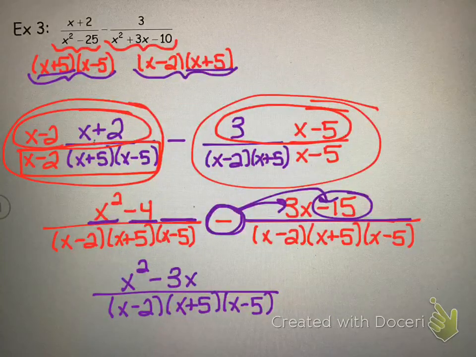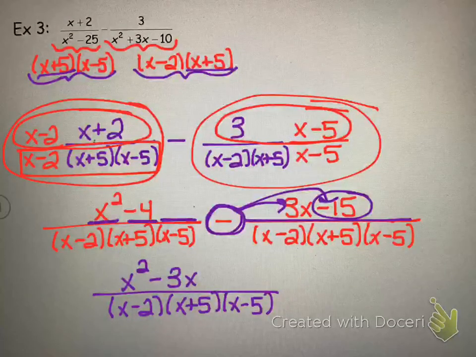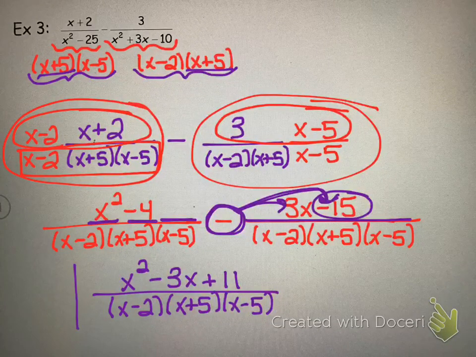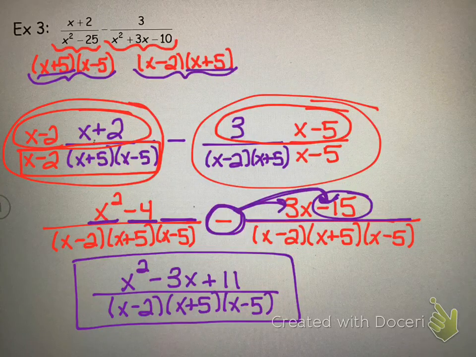And then I have the minus 4 right there, but then I'm subtracting this minus 15, which is going to make it become a plus 15. So I have this minus 4 right here, and then this is now plus 15, and so I get plus 11. And so that is my final answer.